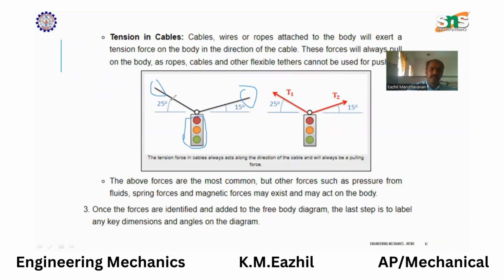so that the tensions in the cable will always act opposite to the falling direction, like this. So we are drawing the free body diagram like this. Later on, according to the necessity of solving the problem, we have to identify the angles. We'll see a problem in detail.